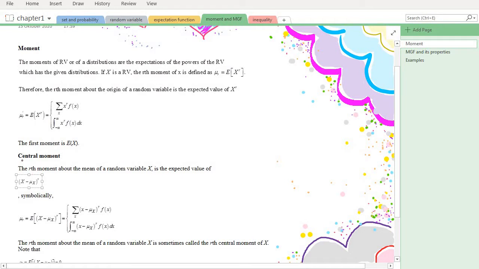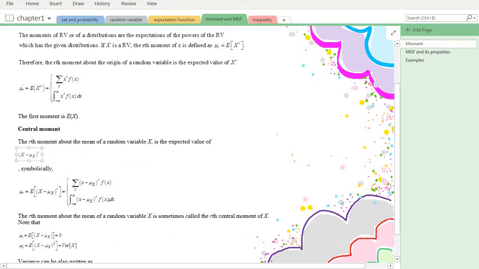And then next is the central moment. The r-th moment about the mean of a random variable x is the expected value of x deviated from the mean, power r. So we can write the formula as: the central moment mu r is the expected value of (x minus mu) power r.